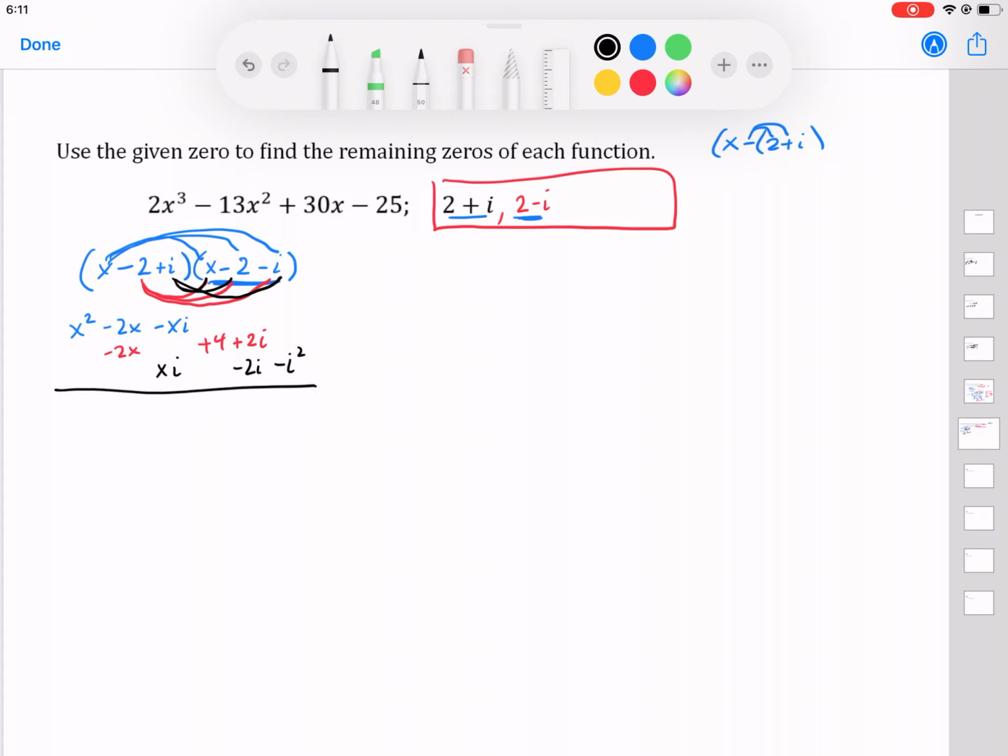Let's simplify all that. So we'll have x squared come down. We've got negative 4x. Those cancel. Those cancel. We get a plus 4 right here coming straight down. And a minus, well, i squared is negative 1, so we're subtracting negative 1. So this is the same thing as x squared minus 4x plus 5. So we're going to go ahead and do our long division.